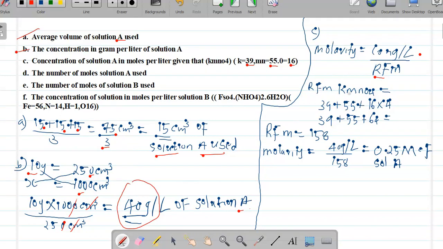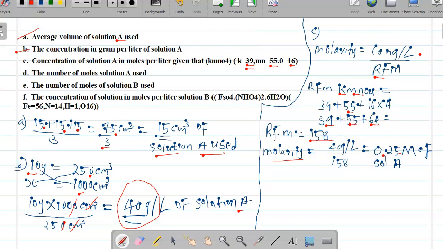So what you need only to get is the RFM of potassium manganate 7. Potassium K is 39, manganese Mn is 55, then we have oxygen O 16, but we have 4 oxygen here, 4 times 16, which is 64. So 39 plus 55 plus 64, when you add all of them, you'll get 158. Therefore, molarity is equal to concentration in gram per liter, which is 40 gram per liter, over 158, the relative formula mass. You'll get 0.25 molar of solution A. So that is how you calculate the molarity.